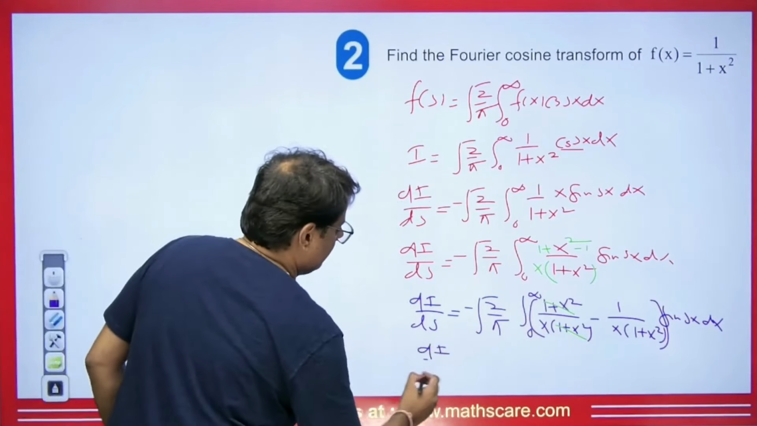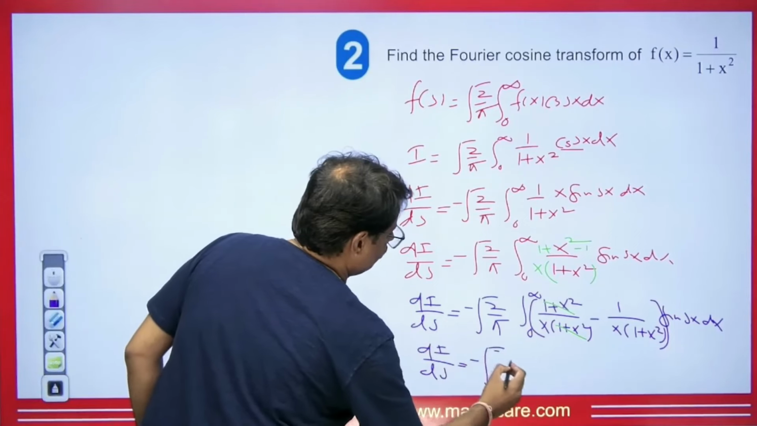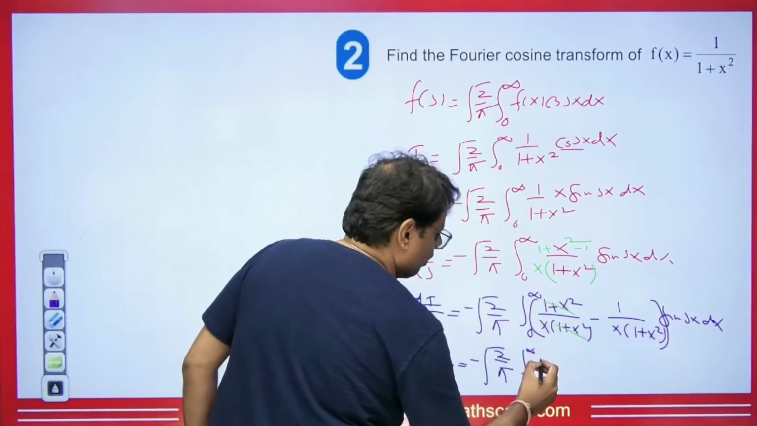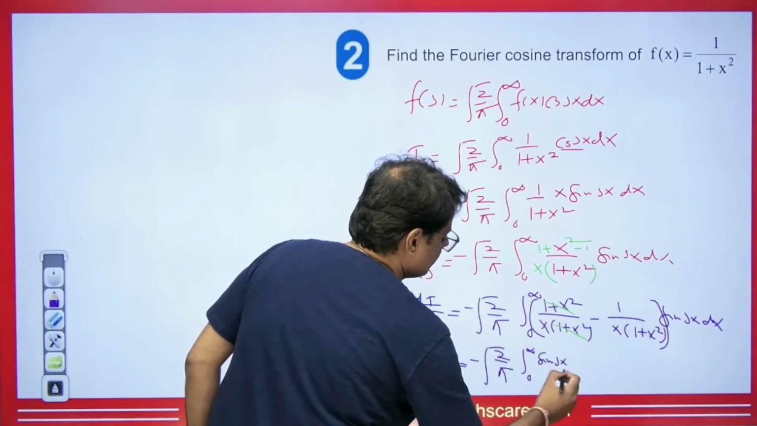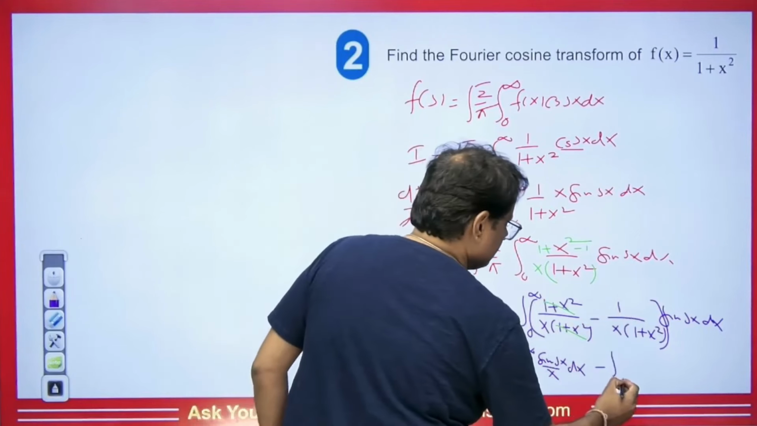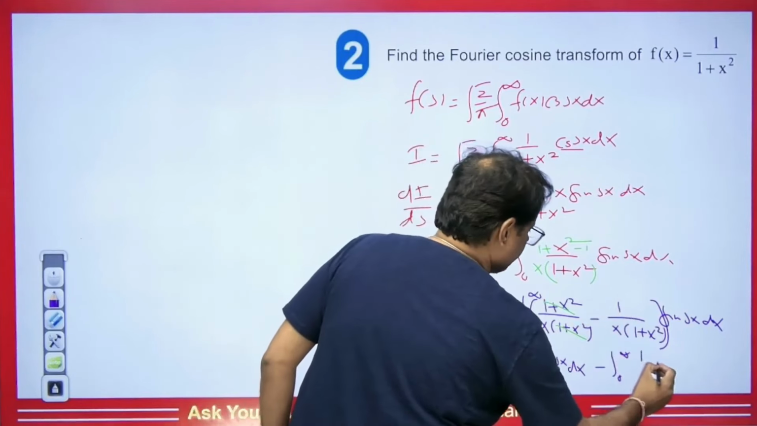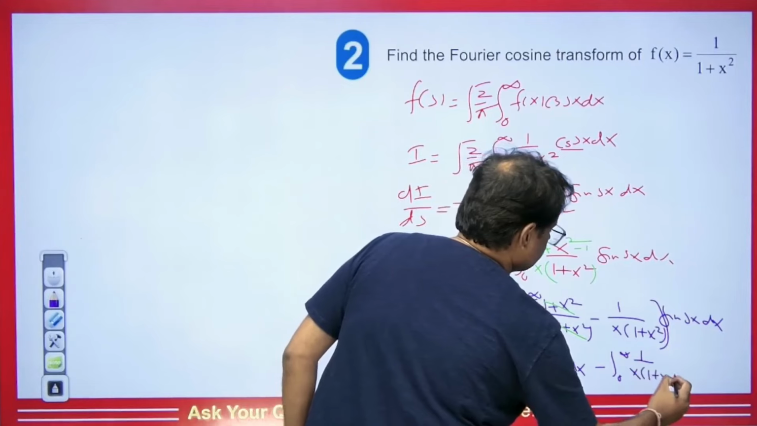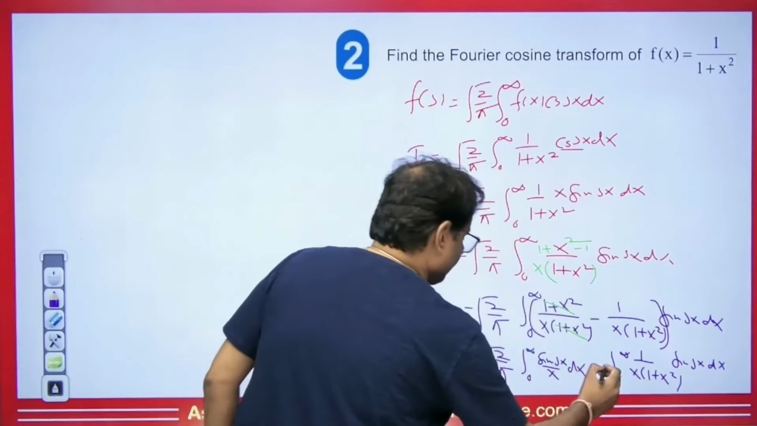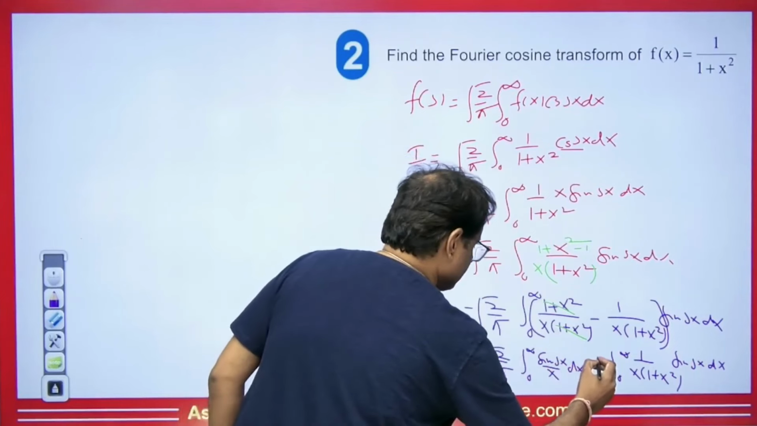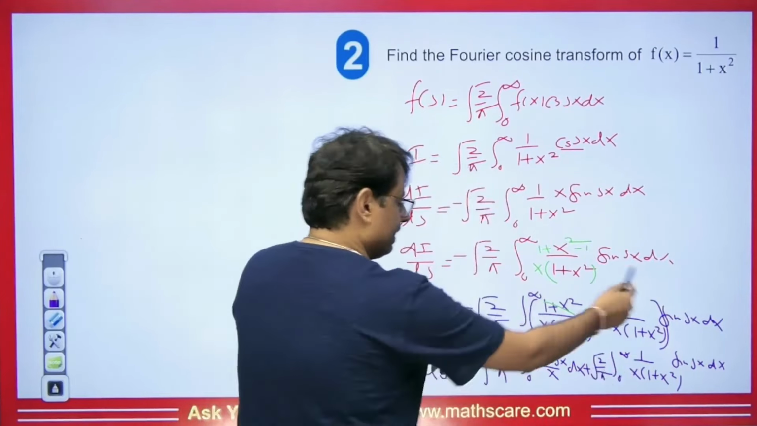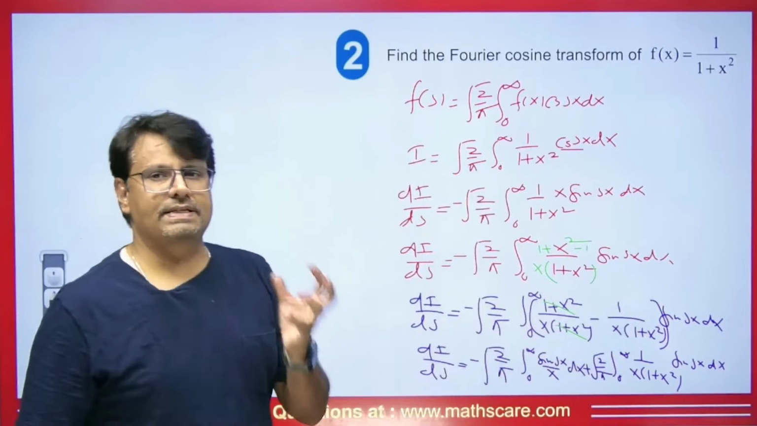Now I will simplify this. So it will be dI/ds is equal to minus 2 by pi, from 0 to infinity. We are left with 1 upon x, and this will multiply inside, so this will become sin(sx) upon x dx. The second term will become negative, so students, it will be from 0 to infinity of 1 upon x(1 plus x square) sin(sx) dx. If you want, you can multiply 2 by pi inside the integral. Then the minus and minus will become plus. And further, it is 2 by pi. As this minus will shift here, we will get the value. So we have a result here.